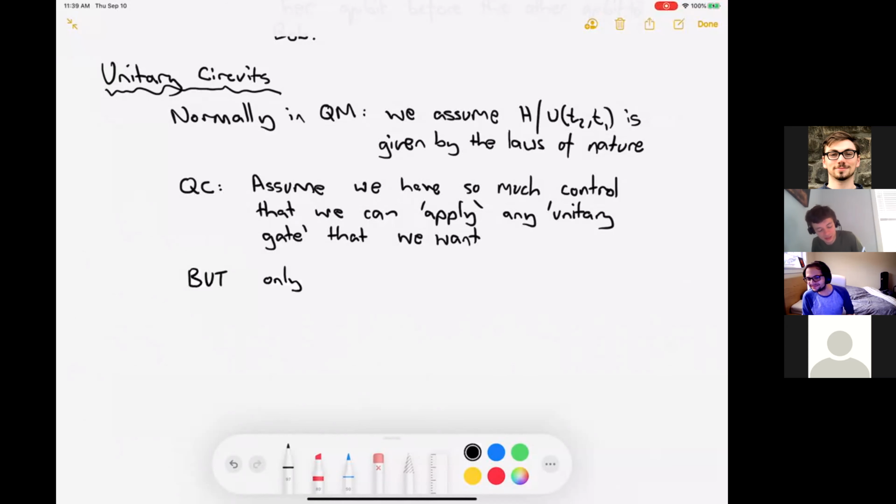So instead, we're only going to be allowed to interact a small number of qubits at a time. Maybe 2 or 3 or whatever.